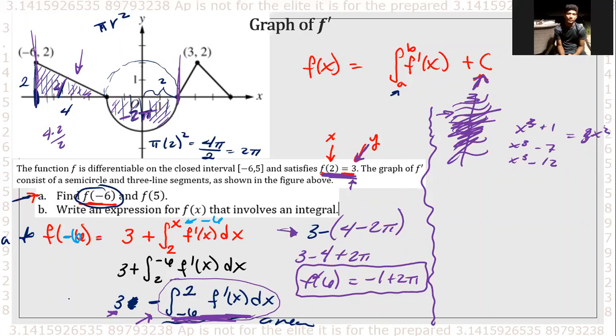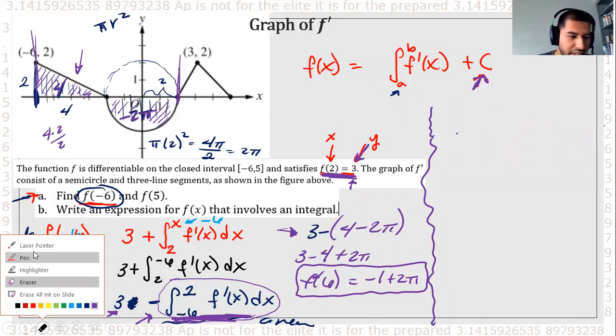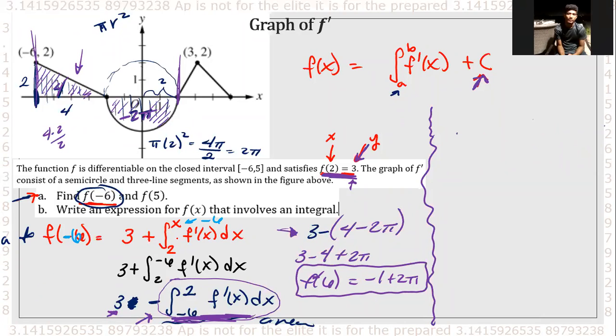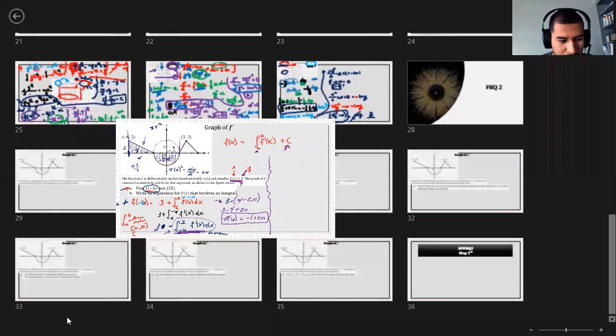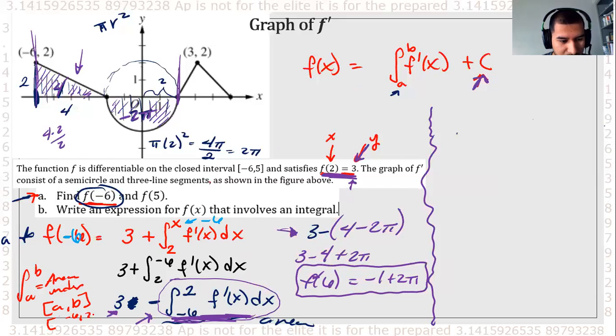Okay. How did you get the idea of 3? How did you get the idea of 3 minus 4 minus 2 pi? Where did you get that idea, or how did you get to that equation? It was because of the area under the curve. So remember, the integral from a to b is the area under the curve from a to b. So what is the area from negative 6 to positive 2? Okay. That's what they're asking me.